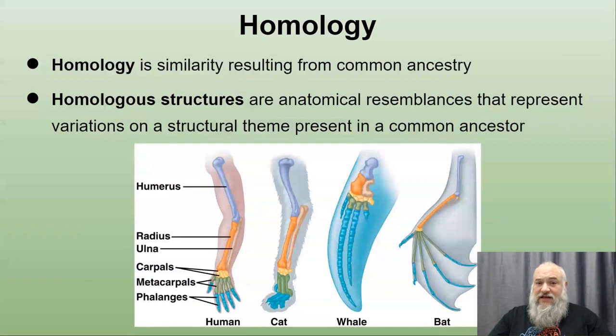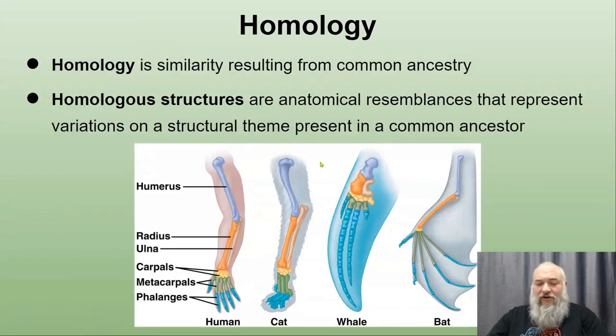Another bit of evidence is homology. We've talked about homologous structures, divergent evolution, and common ancestors, so I don't think I need to repeat too much on that. Homologous structures are anatomical resemblances that represent variations on a structural theme present in a common ancestor. So all these things have a common ancestor that had four limbs. It was a tetrapod. The first limb was a long bone, and then two long bones, a bunch of little bones, and then a bunch of digits on the end. All of these have that.